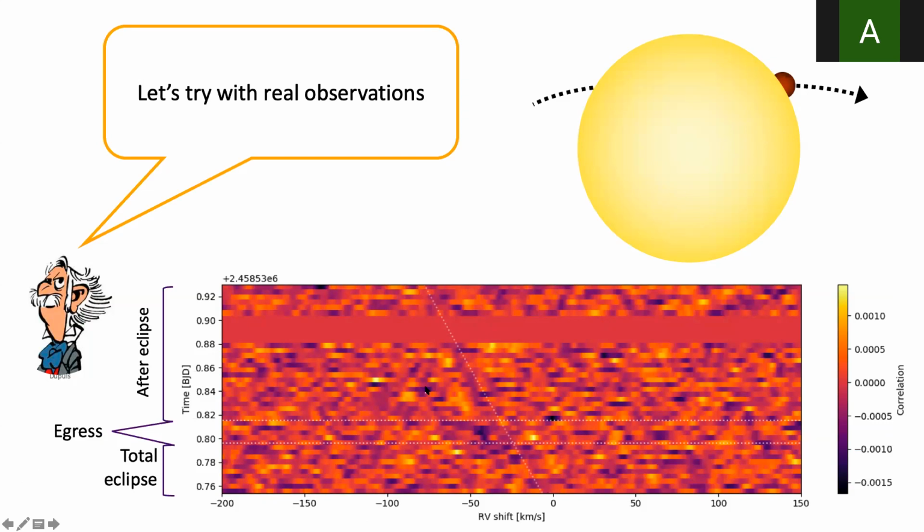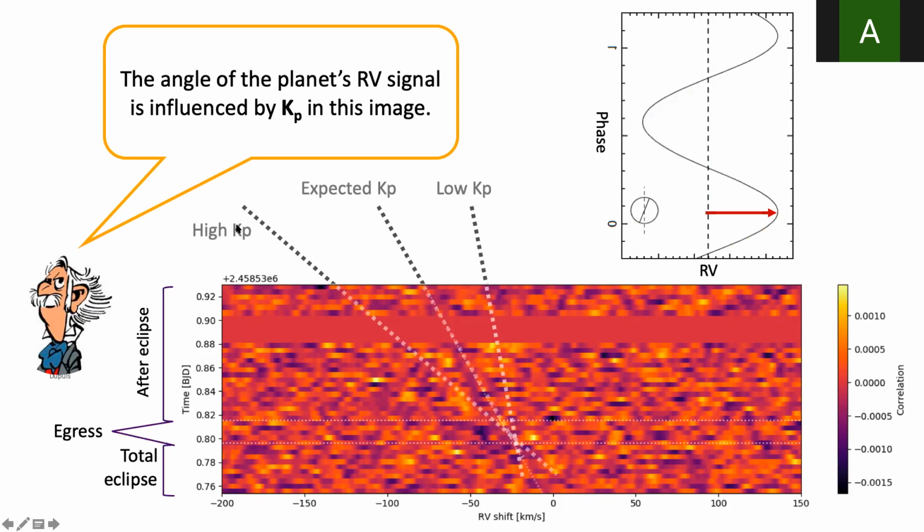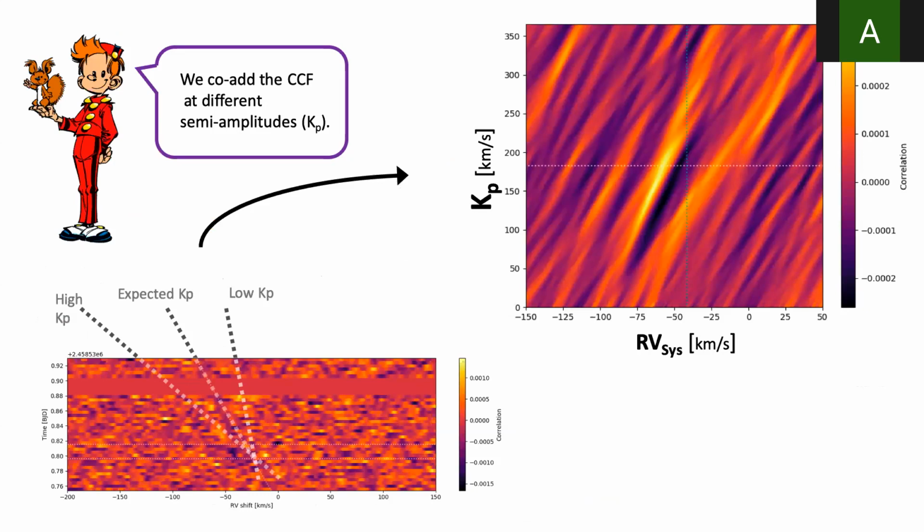So what we need to do is stack all the signal, where we have to try different semi-amplitudes, KP. It will change the angle of the planetary signal. And if you combine it at different KP, you'll get a map like that and co-add it. So here is our signal. It's at the expected semi-amplitude, but the signal is a bit shifted compared to what we expect.